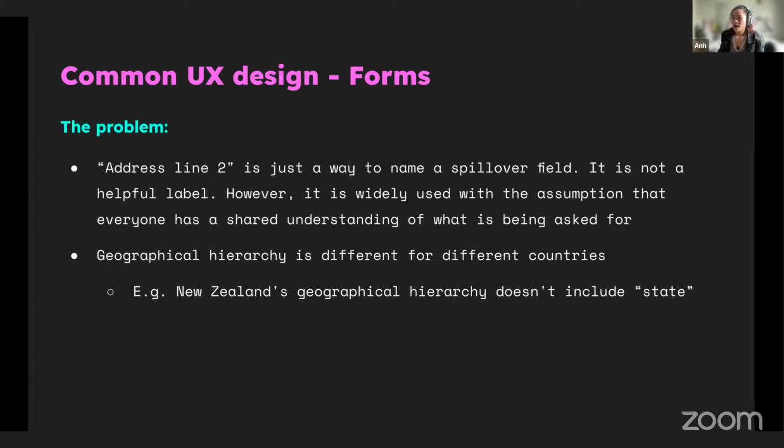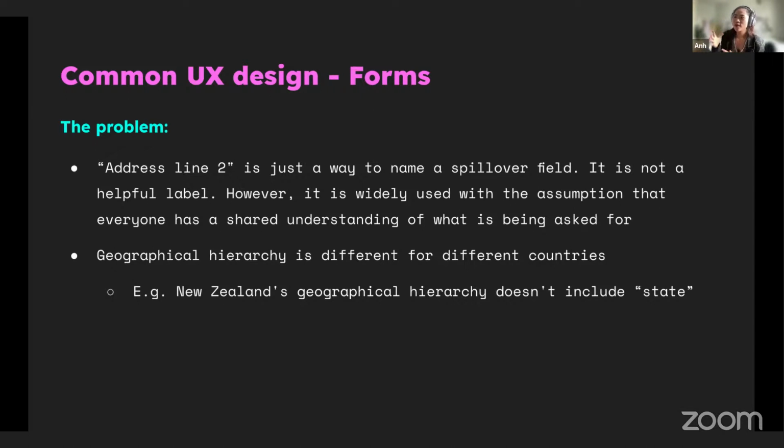And the problem is that address line 2 is just a way to name a spillover field. It is not a helpful label, and I think it was something that was invented when we were sending parcels in person and just filling in the address box on the parcel using our pen. Now when we digitalize it, we just don't know what to call it, so we just call it address line 2. That's my assumption.